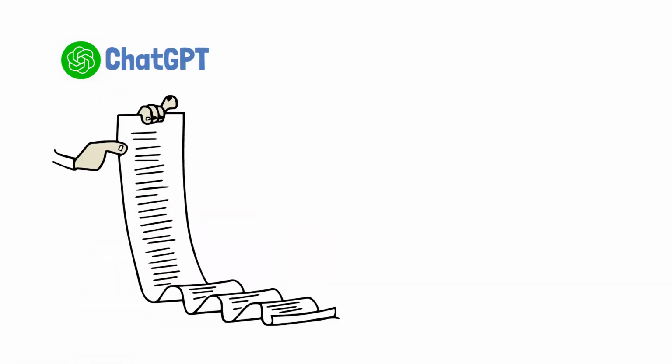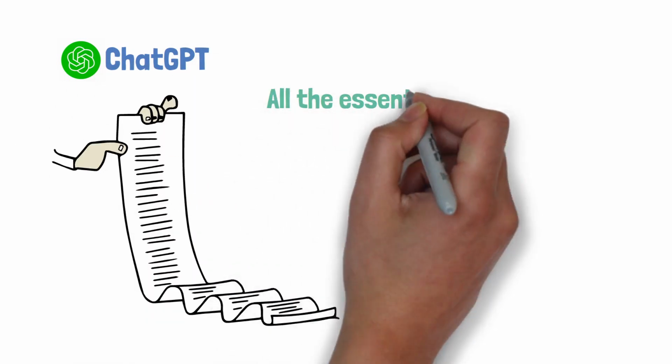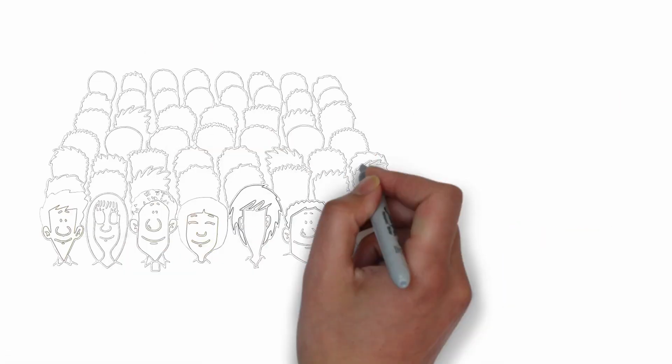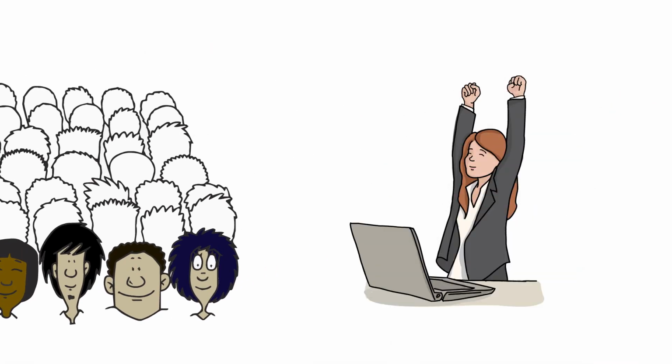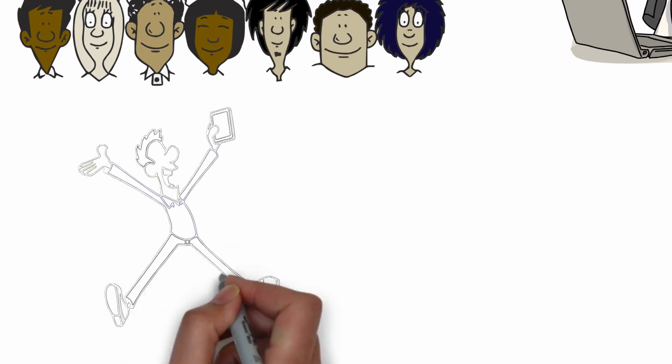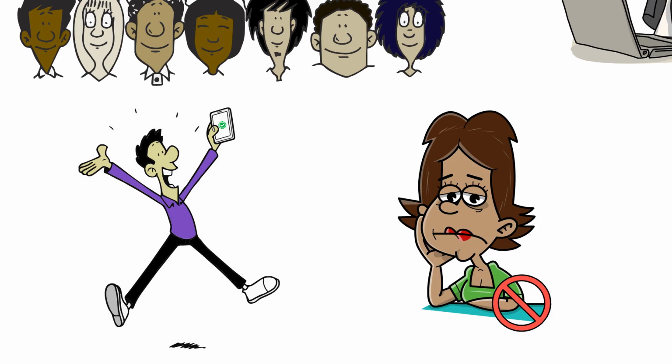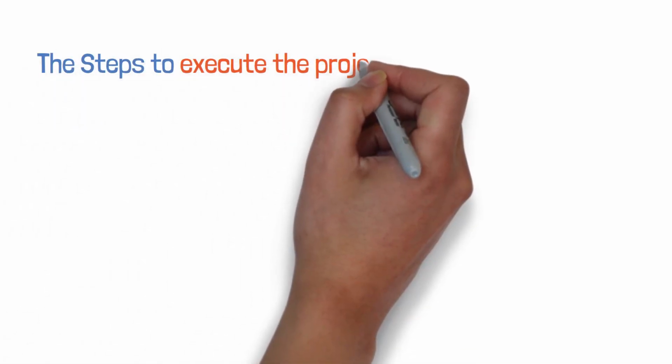With the help of ChatGPT, we'll generate an advanced SEO checklist that will include all the essential ranking factors from basic to advanced. Our target audience would be the newbies who are just getting started in the digital marketing world, as this checklist would greatly help them and save them from lots of confusion and stress. The steps to execute the project.